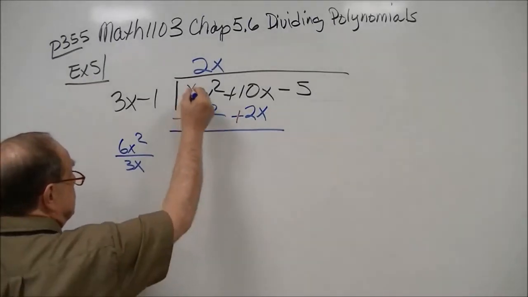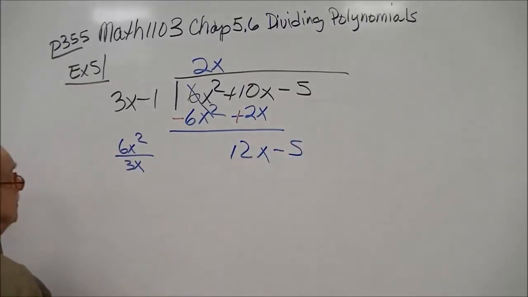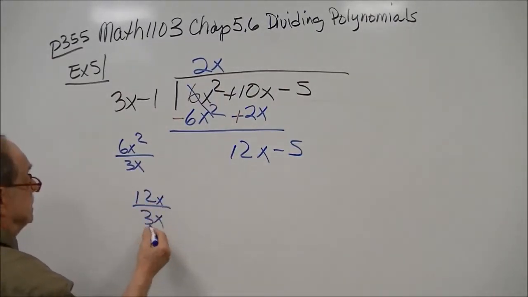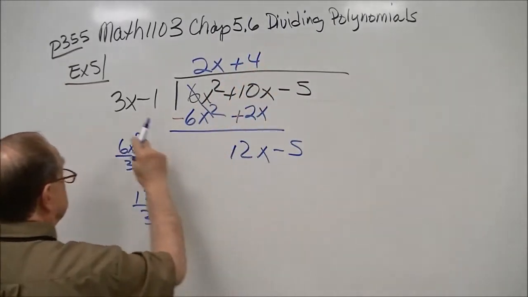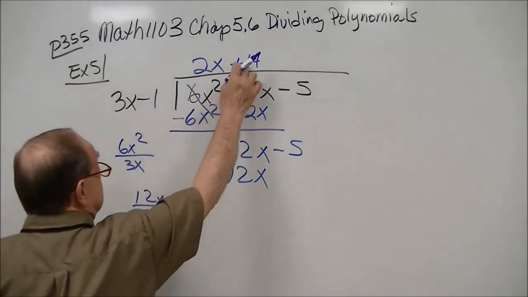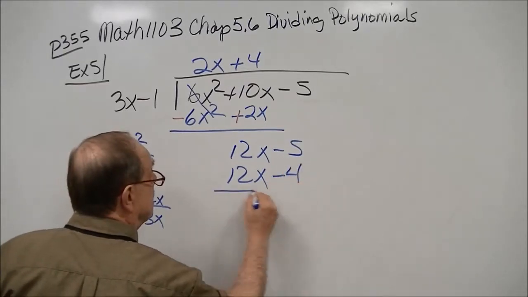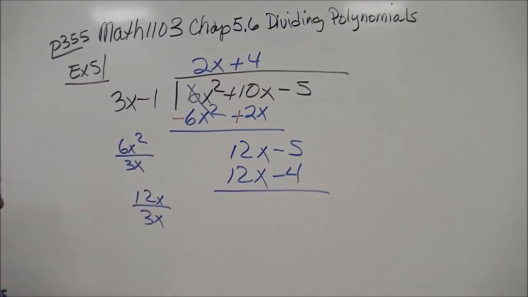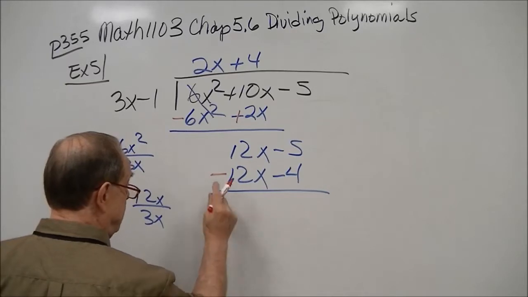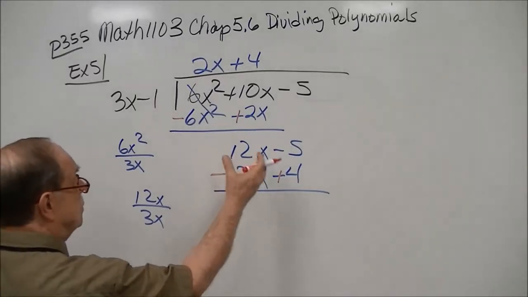So again, this cancels out, and this becomes 12x minus 5. And what do we put up there? Well, 3x times 4 is 12x. Negative 1 times 4 is a negative 4. Put our line, and what do we do? We change signs. This becomes a negative, this becomes a positive. And now we add them up.